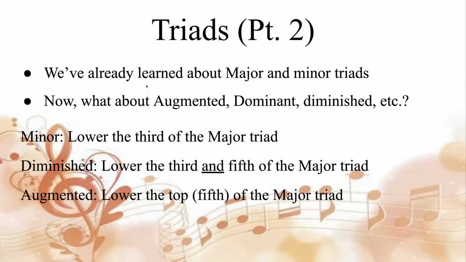Okay, so we already learned about major and minor triads, but there are more. There are augmented, dominant, diminished, etc. For minor, we already learned about this, but for major triads, it's a major third and a minor third, right? So if you lower the third note of the major triad, it becomes a minor third and a major third on top. So we're just going to reverse it by lowering the third note a half step.